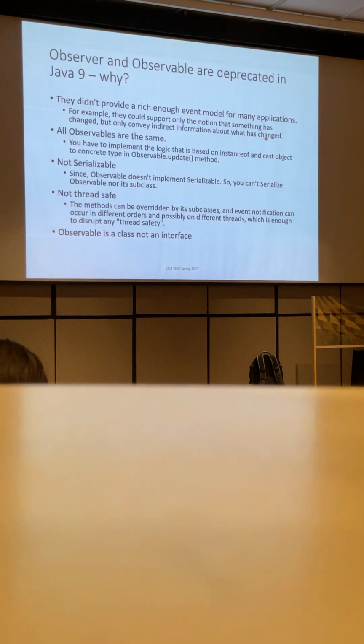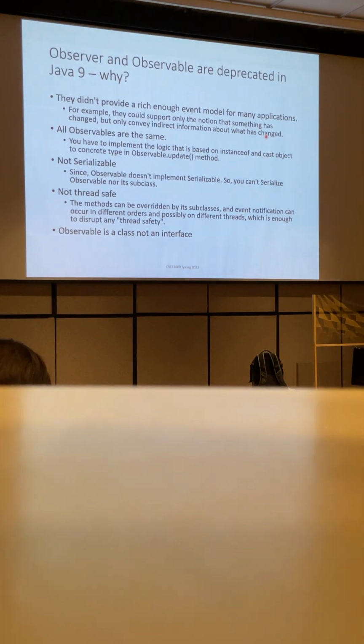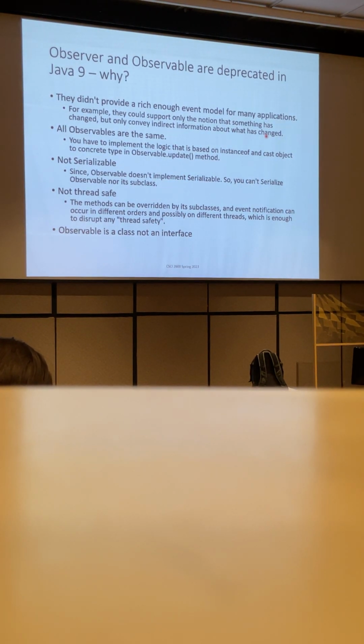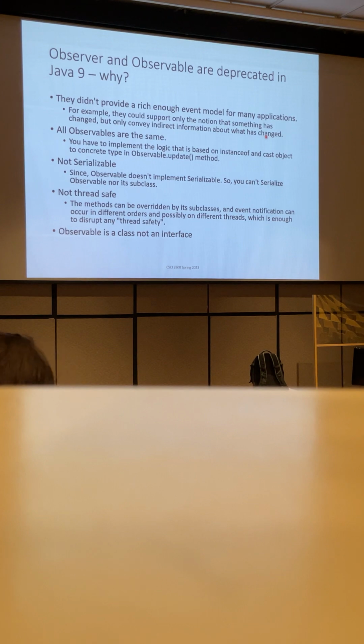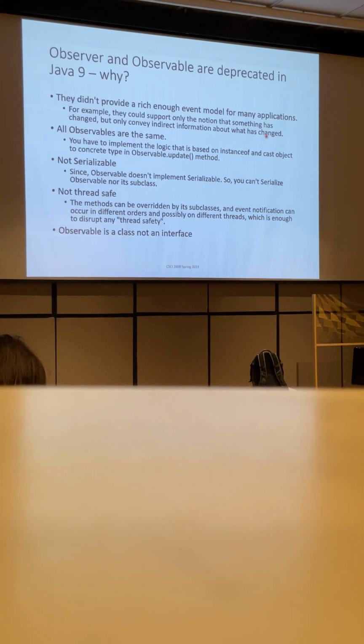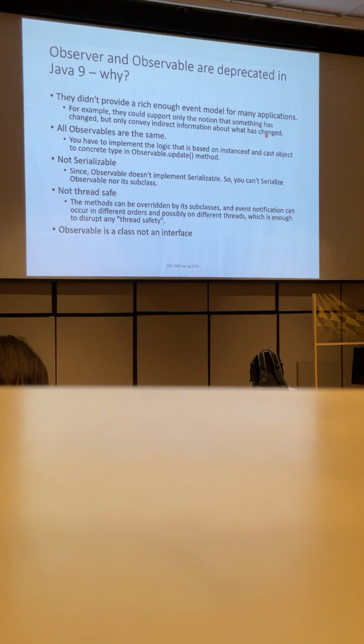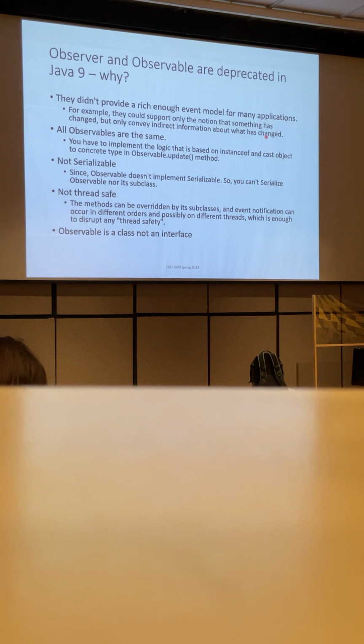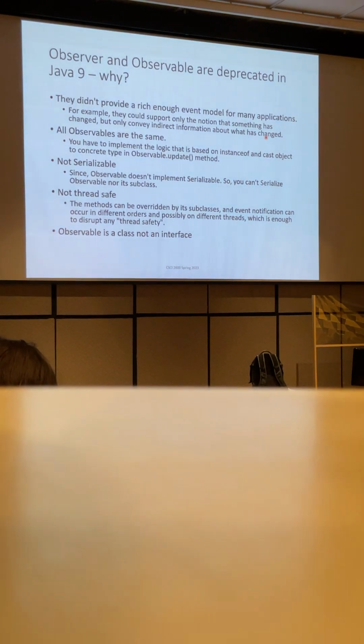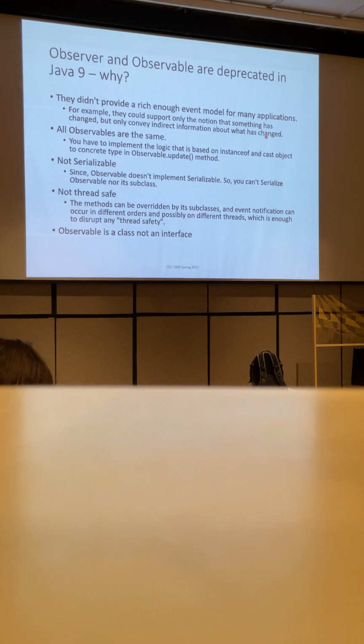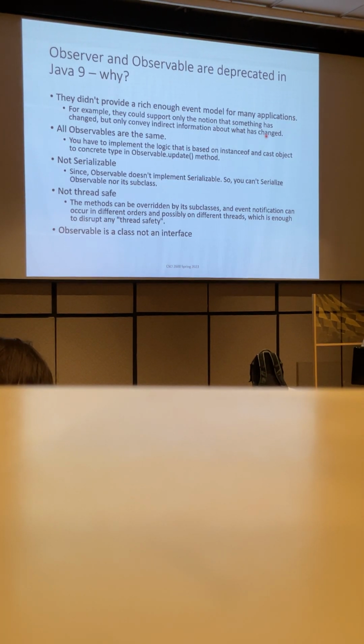All right, so we already talked about why Observer and Observable are deprecated in Java 9. It's not because there's anything wrong with the design pattern, but because it wasn't implemented particularly well. It's not serializable, it's not thread safe, there's a number of issues, and unfortunately in Java they didn't come up with a better replacement for these Observable interfaces. They didn't really offer a good solution, at least within the standard Java.